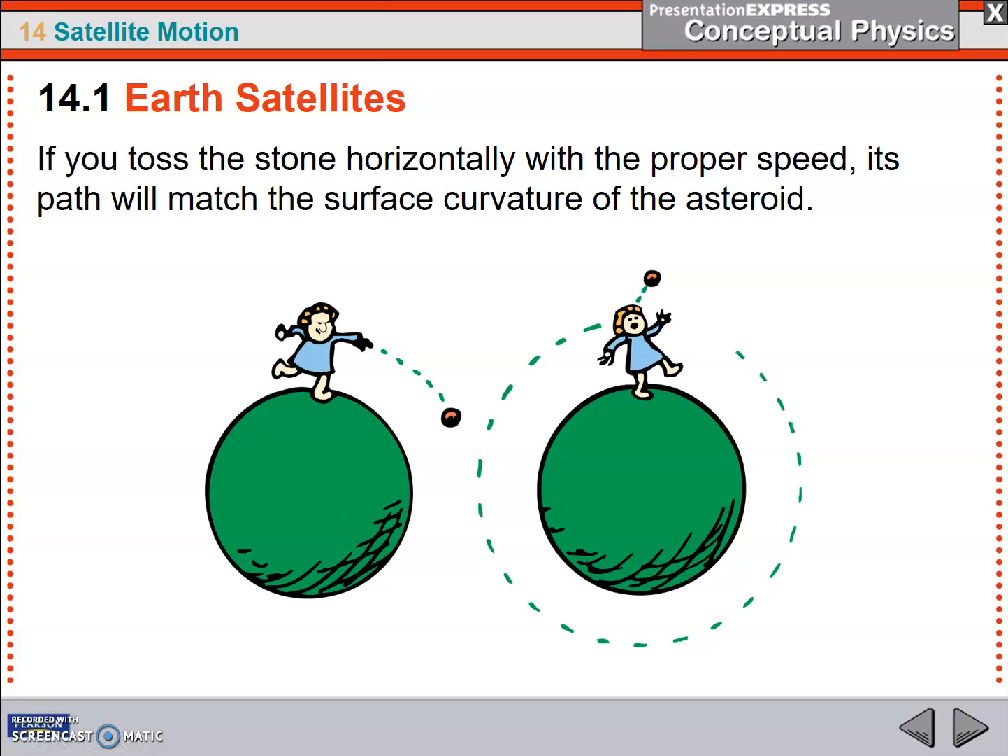I don't have the numbers off the top of my head, but I'll have to go look it up. There are asteroids that are just 1 mile or a few miles across. Like an asteroid that's 1 mile across, you could run fast enough to go into an orbit. And an asteroid that's like 10 miles across, you can throw a ball to go into an orbit.